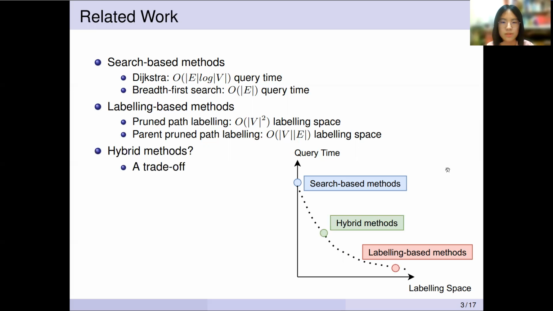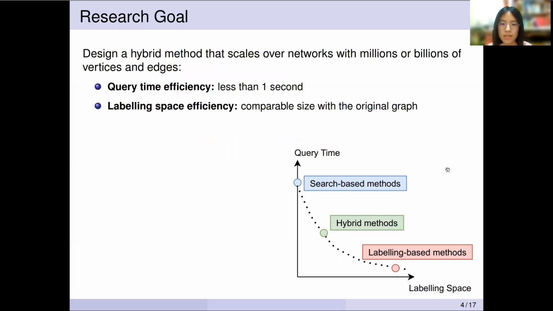So we can see there's a trade-off between query time and labeling size, and we are motivated to develop a hybrid method. Concretely speaking, our goal is to develop a hybrid method which scales over networks with millions or billions of vertices and edges. It should be query time efficient. It can answer a query on networks in less than 1 second on average, so as to support different applications. And it should be labeling space efficient. The labeling space should be comparable with the original graph.